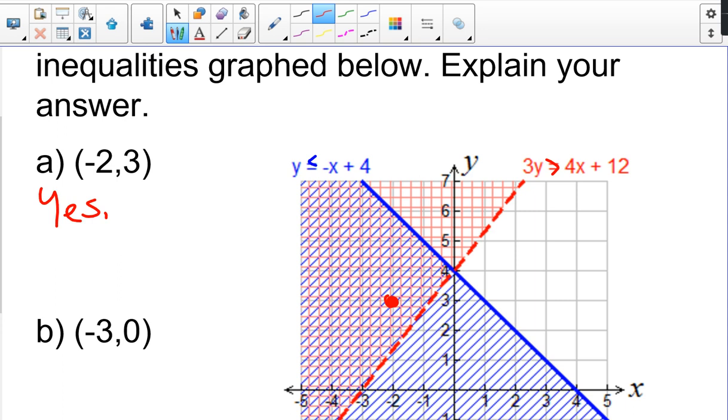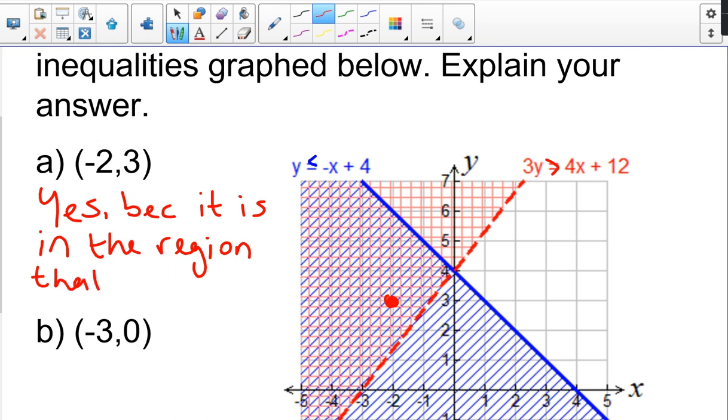So yes, it is, and we have to explain because it is in the region. Okay, so the section of the graph that is shaded for both inequalities. So that means that it makes a true statement if you put it into both of those inequalities.